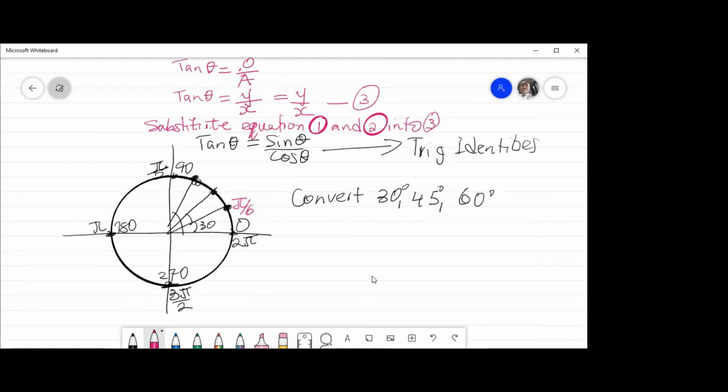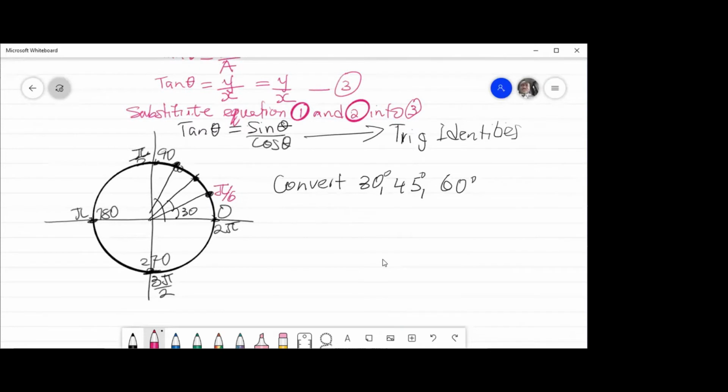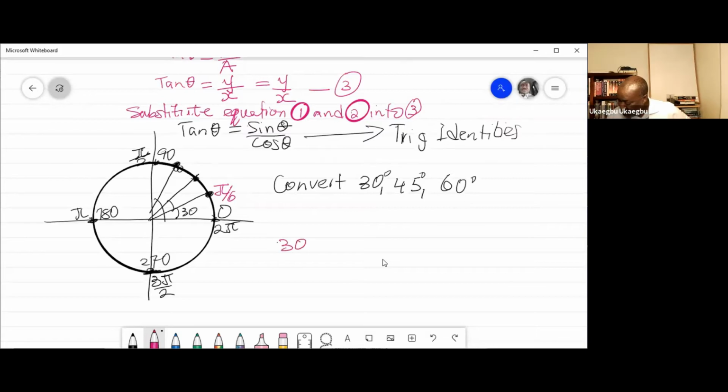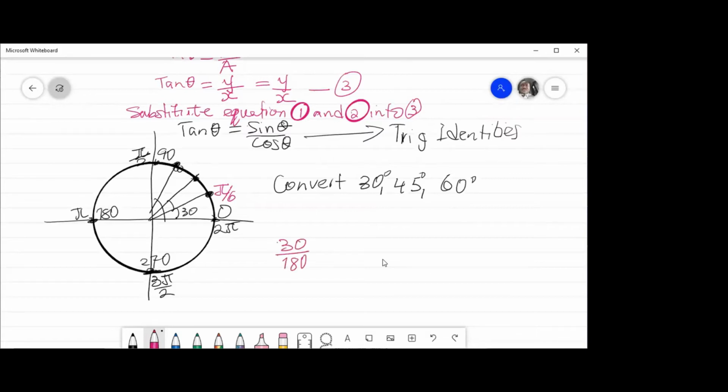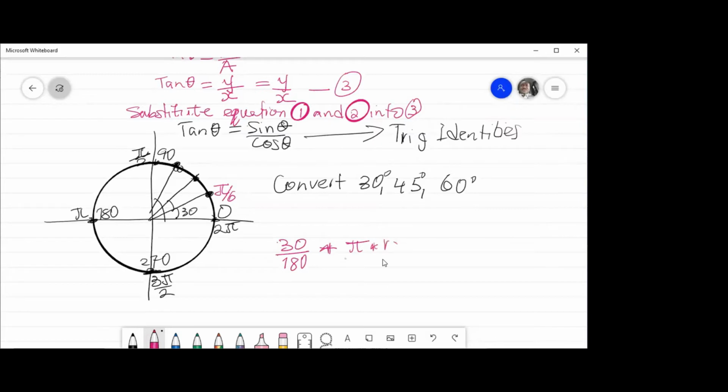I got 1 over 3 pi. Yes. So now please explain your process so that we can understand that. So I wrote 30 degrees over 180 times pi radian. You said 30 degrees over 180? Yes, over 180. Times pi and radian.